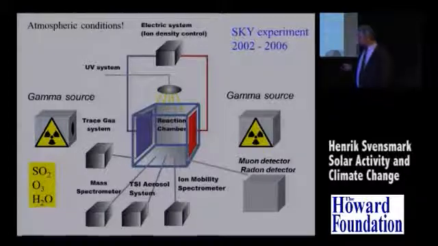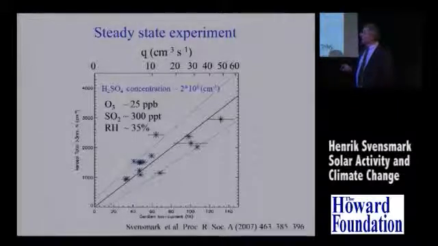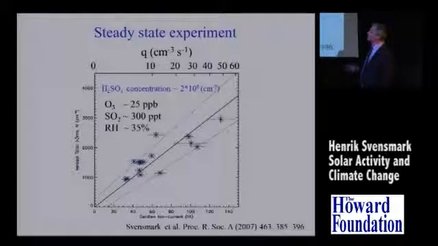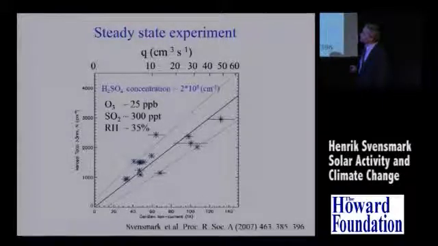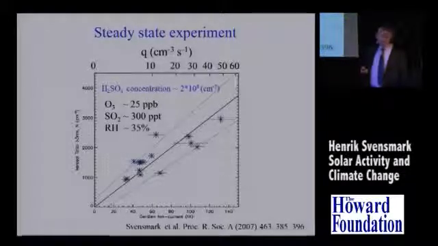And it turns out that in our experiment, we actually see this effect. You see here the increase of the ionization in the chamber, and up here you have the production of small particles. And you see, as we increase the ionization, we actually increase the number of small particles. And we have repeated this type of experiment many times, and we still see the same type of behavior.